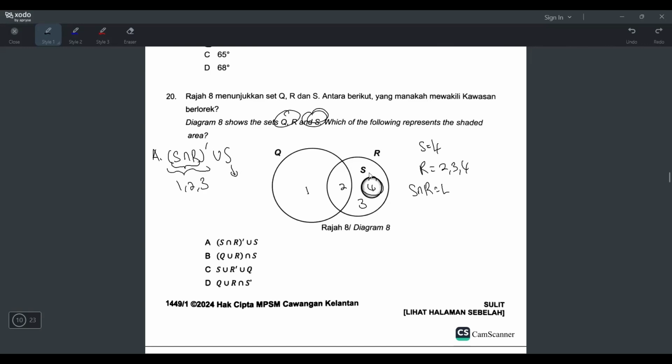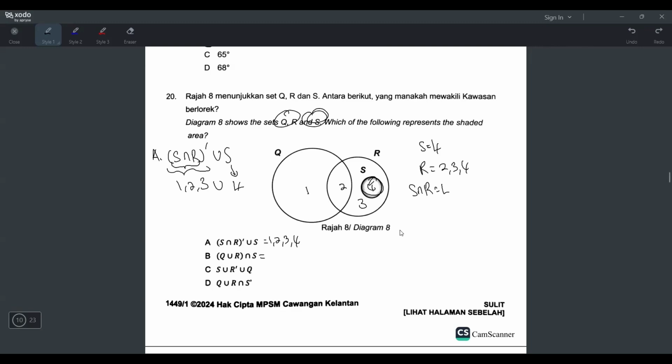But you have to union with S. S is 4, right? And when you union, it means you ambil semua. So the A answer is actually 1, 2, 3, 4. So if you were to shade the region for A, you will shade 1, 2, 3, 4, right? But that's not the answer. So the answer is only 1, 4 only. So let's do B now.